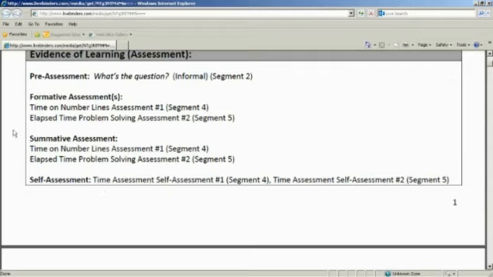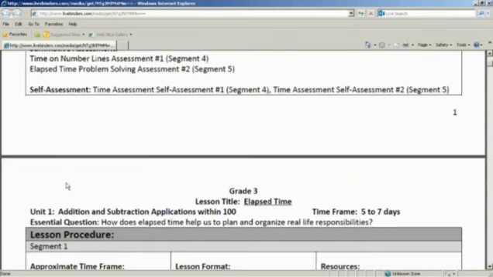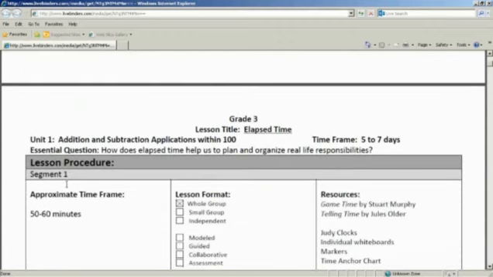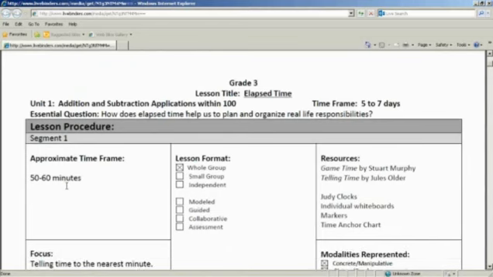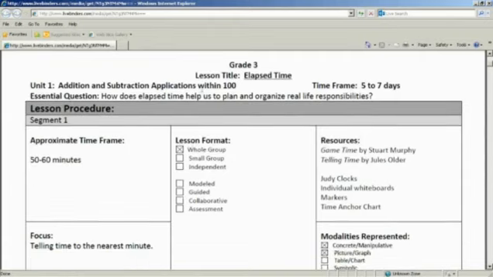As we discussed earlier in the webinar, there are the 4 types of assessments that we can use as our evidence: the pre-assessment, formative assessment, summative assessment, and self-assessment. Okay, moving on down, we get into the actual meat of the lesson. And here we have segment number 1. Now, keep in mind that the time frame for this is 5 to 7 days. And that's listed up here in the corner.